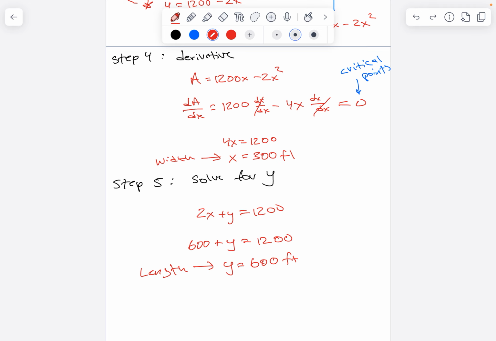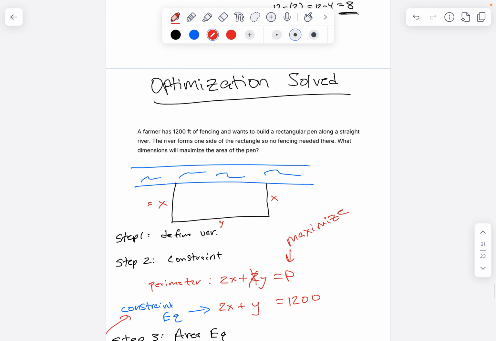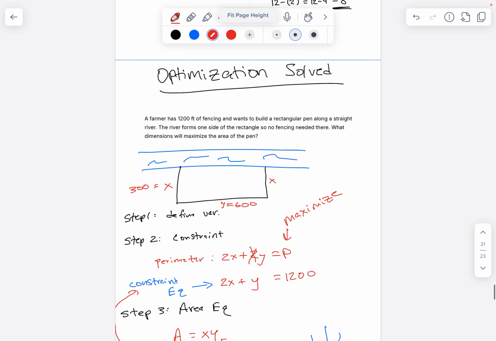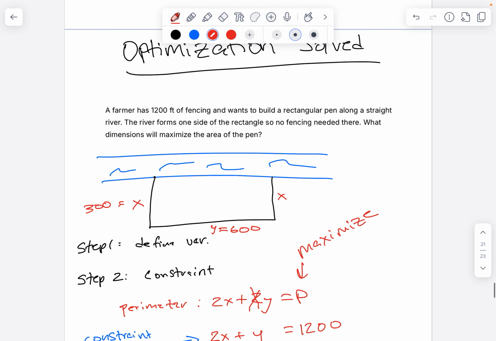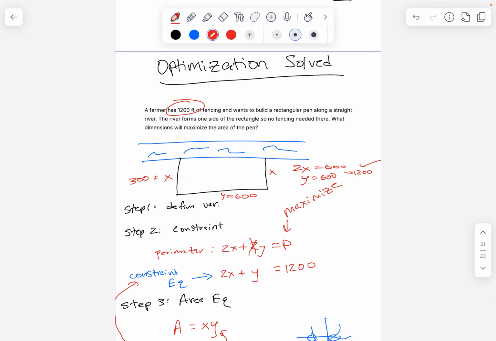So let's just take a moment and check. x is 300 and y is 600, and we need two x's and one y. So two x's is 600, and one y is 600, for a total of 1,200. That does not go over our maximum amount of fencing, so we're good there. And that is us optimizing the area for this problem.